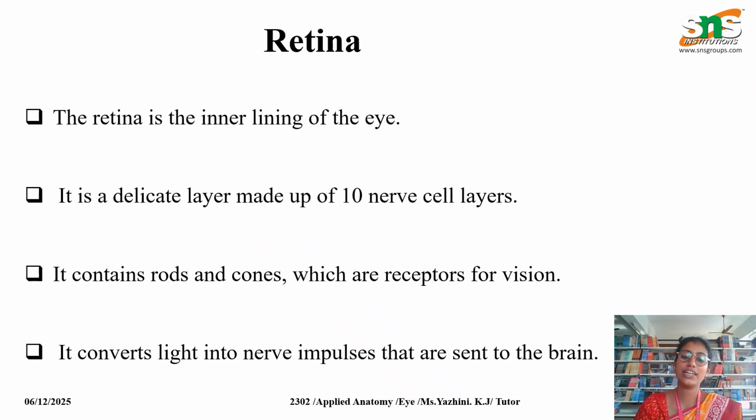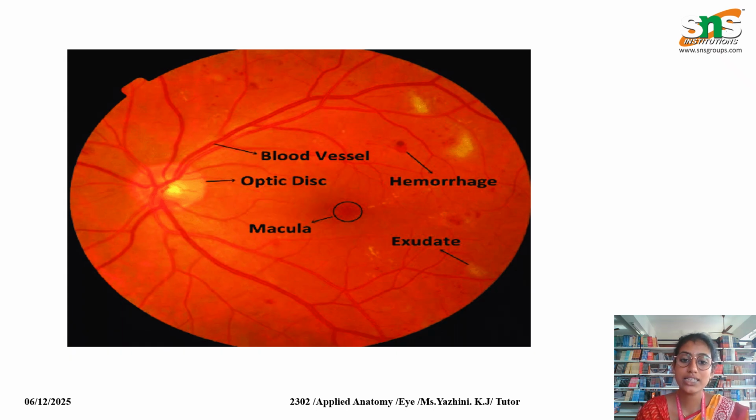The retina is the inner lining, the innermost delicate layer of the eye. It contains 10 layers of nerve cells and two important photoreceptors: rods, which are responsible for vision in dim light and peripheral vision, and cones, which are responsible for color detection. Yes, we have different colors in and around us. Each color is different, for example red and pink. Cones also give sharp central vision.